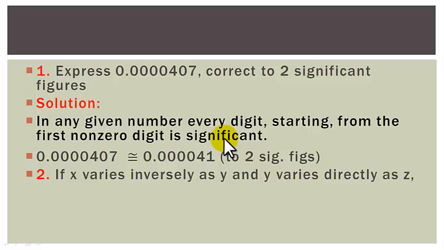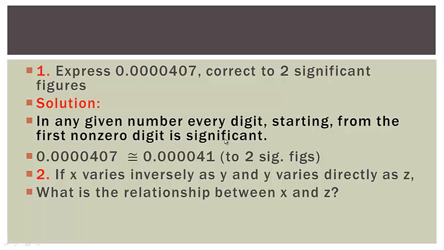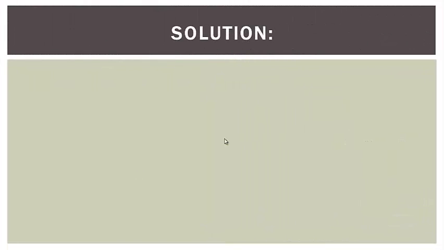Question 2. If x varies inversely as y, and y varies directly as z, what is the relationship between x and z? Solution. Since x varies inversely as y, we write in symbol this, and we read this as x is proportional to 1 all over y. To change this proportionality sign to equality sign, we have to multiply 1 all over y by a constant k. That is, we write x equals k1 all over y, where this k1 is the proportionality constant. So let us name this as equation number 1.